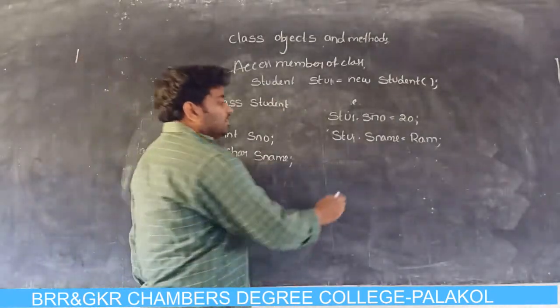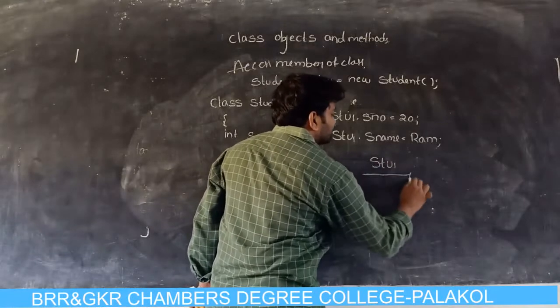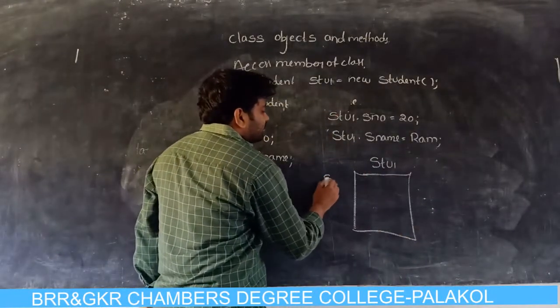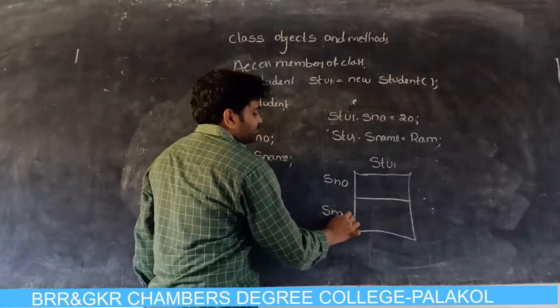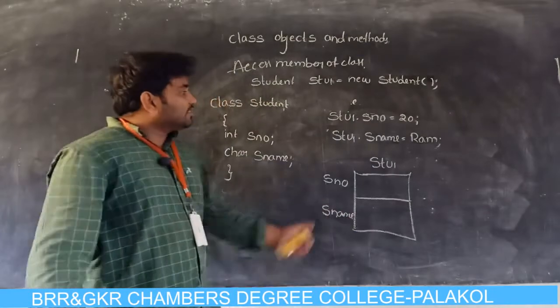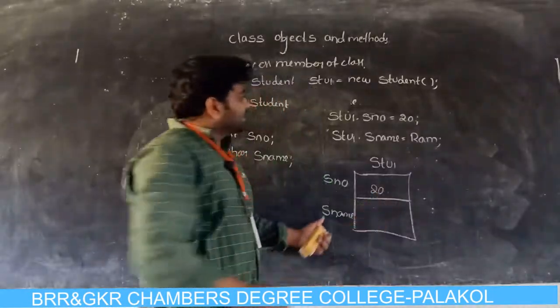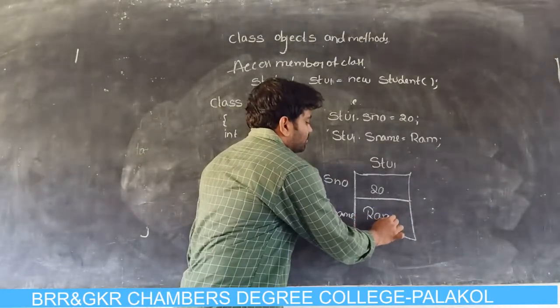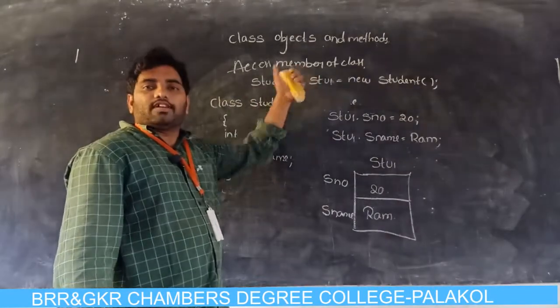Okay, the memory is created for stu1, s number and s name. S number gets the value 20, s name gets the value ram. This is accessing the members of the class.